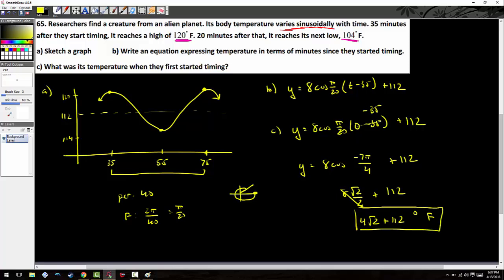Now, notice how I cut parts D out of 64, 65, and 67. We haven't quite gotten that far yet. So one day I will show you guys how to do it. It's just not right now. So that's number 65. Let me go and find the next problem real quick.